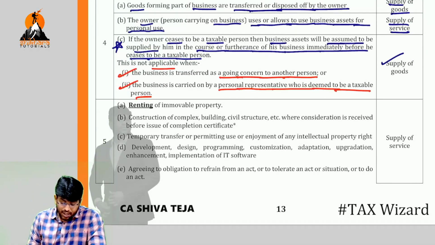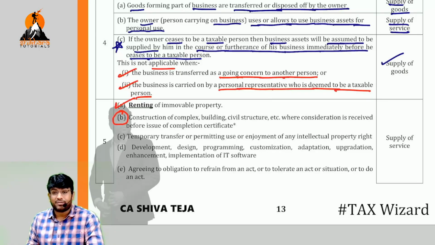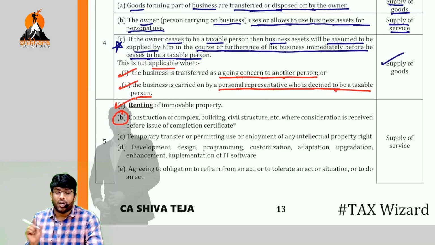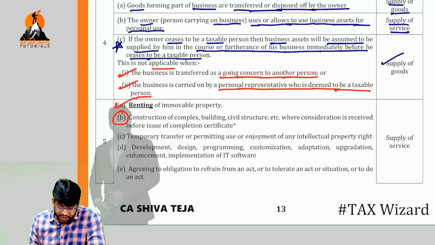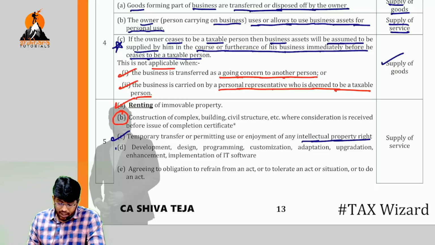Next, renting of immovable property. Next point, I will talk in detail in the next session. I will have to talk a lot about something called OC, before OC, after OC, construction service. We'll talk in detail about that point later. Next class I'll complete. Next, temporary transfer of permitting use or enjoyment of intellectual property, development, design, programming, customization of software, obviously service only.